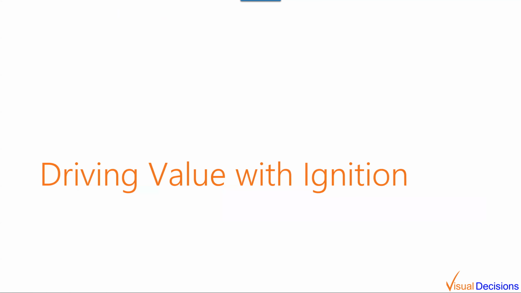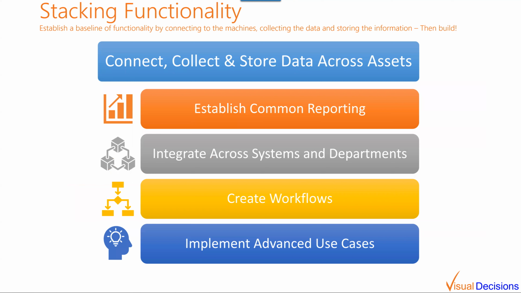Next, let me walk through some of my recommendations on how to get started with the Ignition platform. When implementing smart factory solutions like Ignition, the goal should be to create an initial baseline of functionality where the systems are connecting to the different machines, collecting the data, and storing the information. From there, a near infinite number of capabilities can be layered on top to transform the factory.